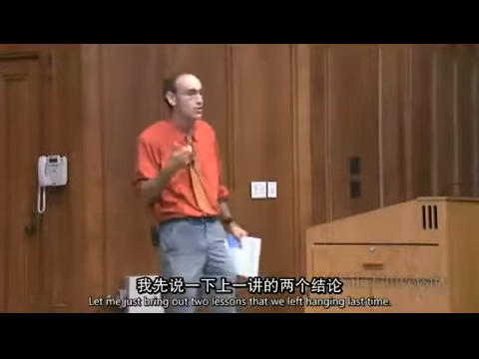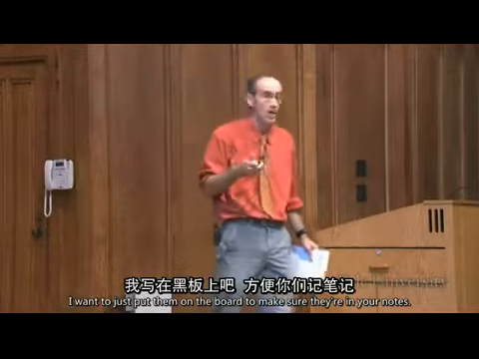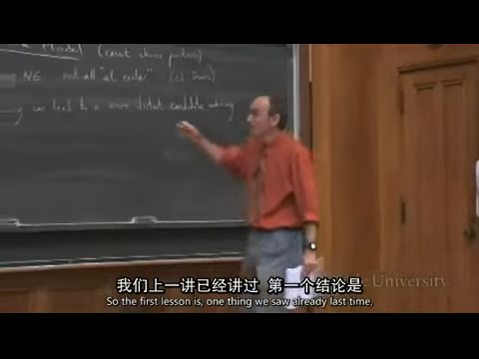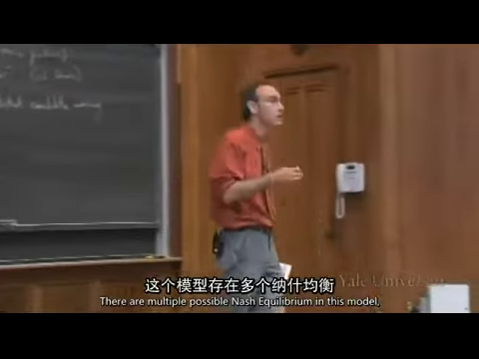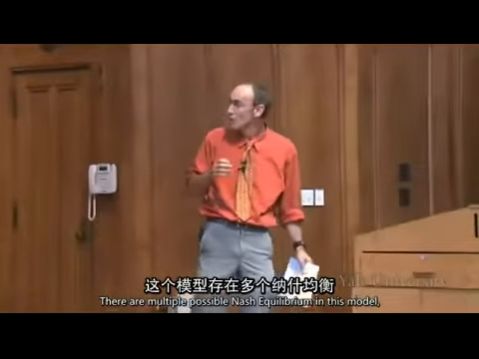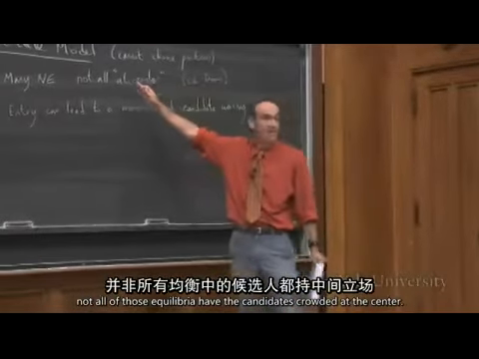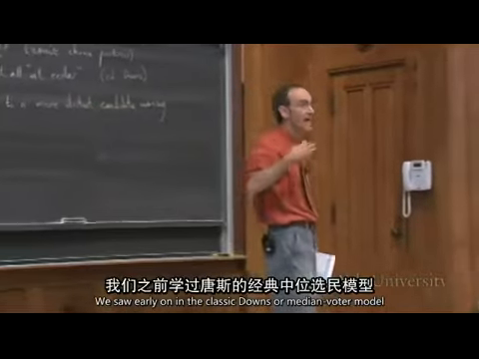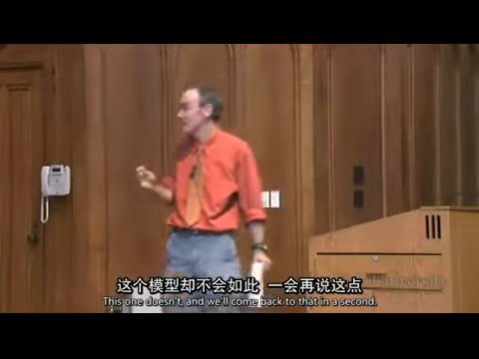Let me just bring out two lessons that we left hanging last time. I want to put them on the board to make sure they're in your notes. The first lesson, one thing we saw already last time, is there can be lots of different Nash equilibria in this model. And more to the point, not all of those equilibria have the candidates crowded at the center. We saw early on in the classic Downs or median voter model that that model predicted crowding the center. This one doesn't. And we'll come back to that in a second.